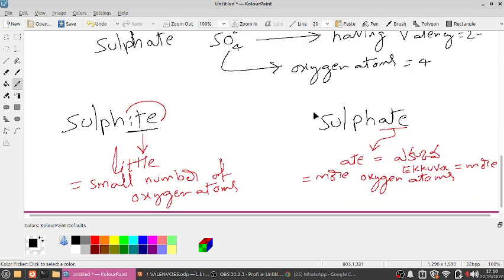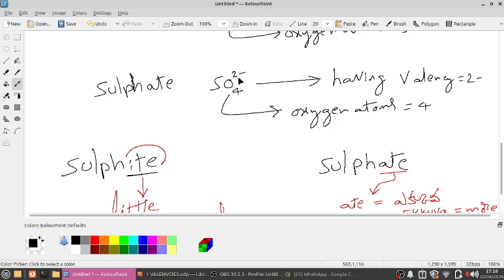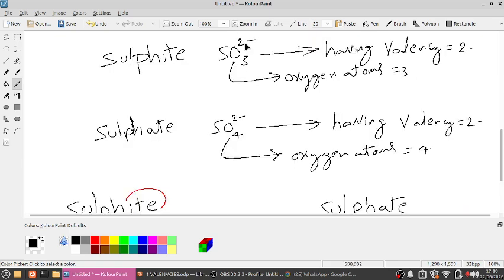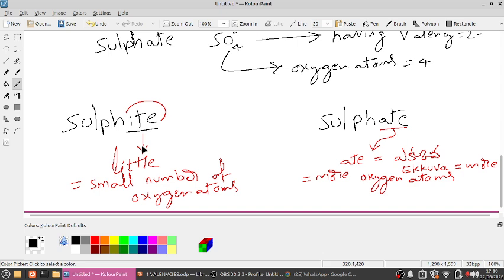In sulphate, you link the last 3 letters, ATE, with the Telugu word aqua. Aqua means more, more oxygen atoms. Therefore, sulphate is going to have more oxygen atoms. That is why it is having SO4 2 minus. The valencies are same, 2 minus, but oxygen atoms are going to be different. For sulphite it is 3, for sulphate it is 4. ATE means more, ITE means little.